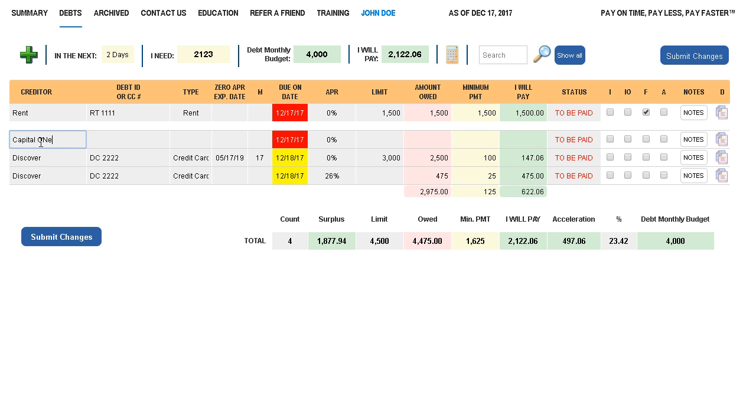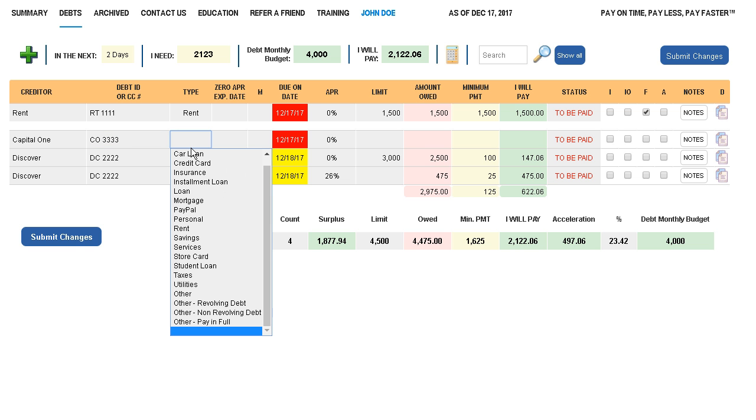Capital One. And okay, I'm putting these initials only to remember, but the reality is I can simply, since I have the description here, put just the numbers. So I'm going to put 3333, and this is going to be also a credit card.